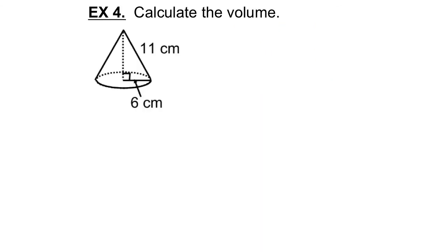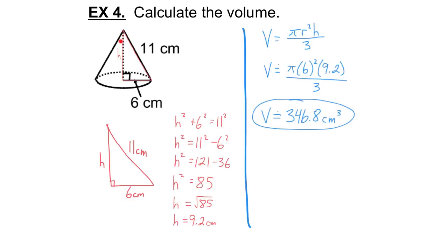For this last example, calculate the volume of this cone. Try it on your own. I used the same method to find the height of the cone. Pythagorean theorem, it was about 9.2 centimeters. So I plugged that into my volume formula for a cone. I did the calculation and found that the volume was about 346.8 centimeters cubed.